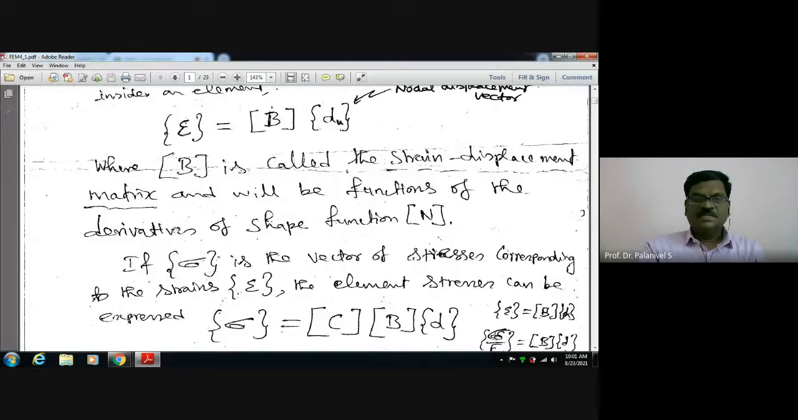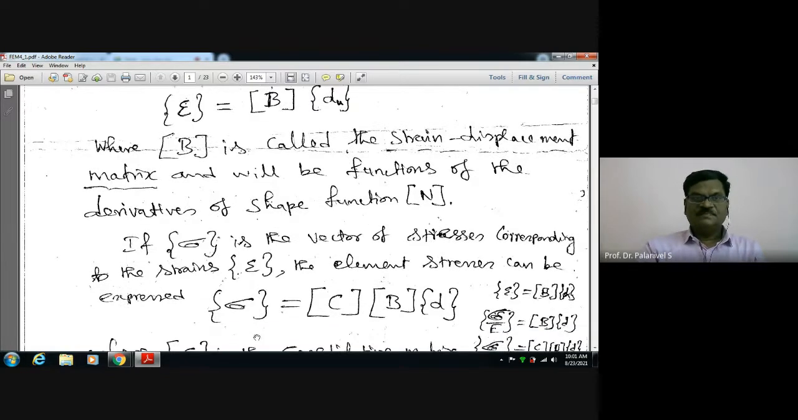Very good. And then I want to discuss the stress in an element. If sigma vector is the vector of stresses corresponding to the strains epsilon vector, the element stresses can be expressed. Once the strain is known, how do you obtain stress? Stress equals Young's modulus into strain, isn't it? Because stress by strain equals Young's modulus, therefore stress equals Young's modulus into strain.